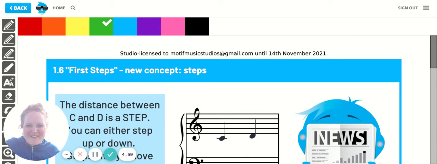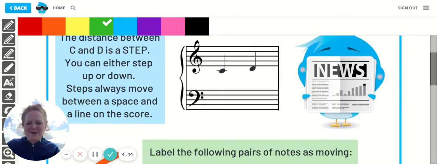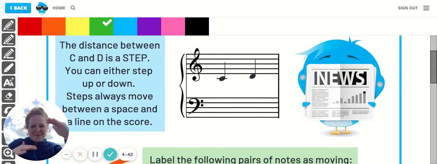And if you've been following along, this is just a fun snippet of theory to get you going. So this is Supersonics theory. This is lesson 1.6, first steps. Now this is when it gets exciting when it comes to music, because you've learned C and D. You're starting to see music moving up the staff.